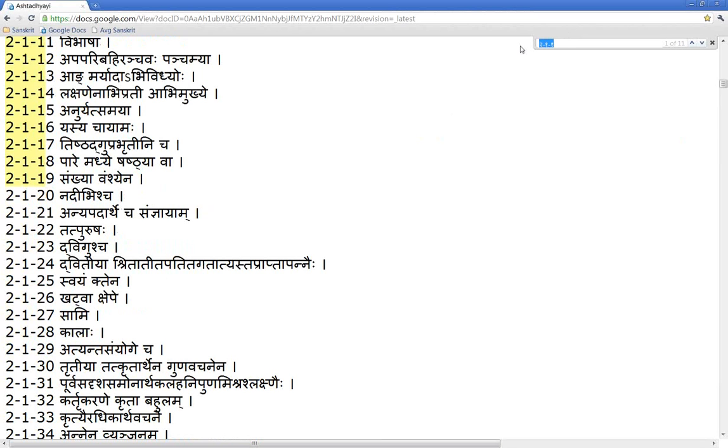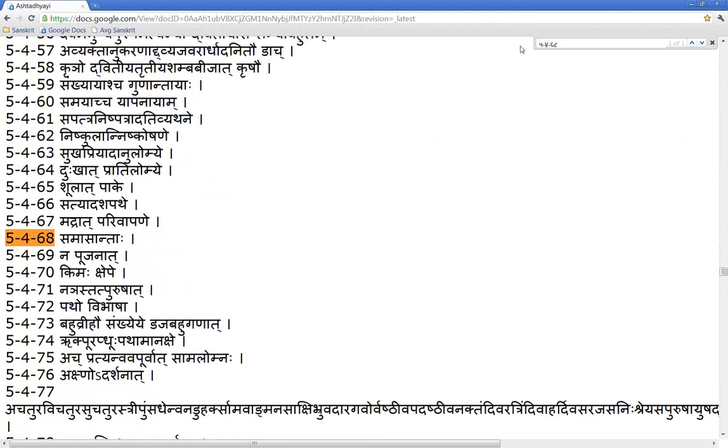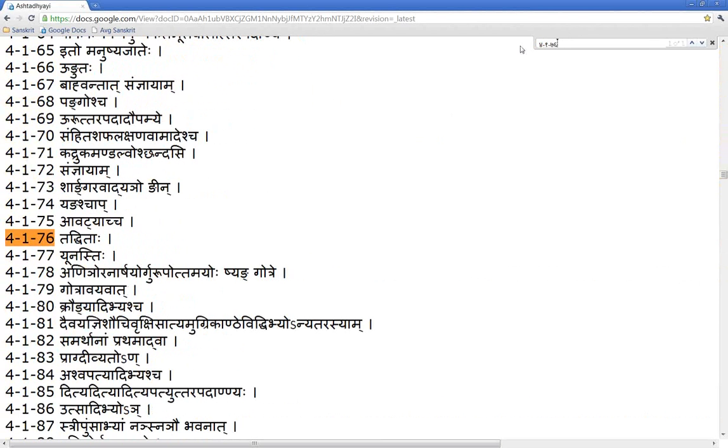Then come these two sections, which is the 5-4-68 Samasantaha. These are pratyayas which are added to a compound at the end of the compound, and these are taddhita pratyayas, because they come in the adhikara of taddhitaha, which starts from 4-176 and goes to the end of chapter 5. So they are taddhita pratyayas, but they are kind of strange because they come after a pratipadikam and they become part of the pratipadikam.